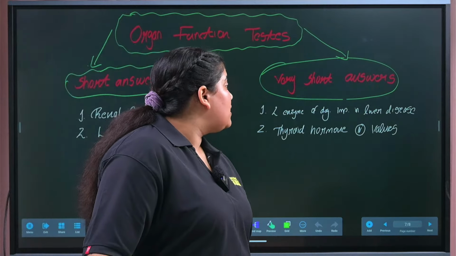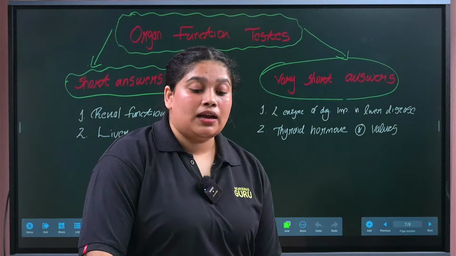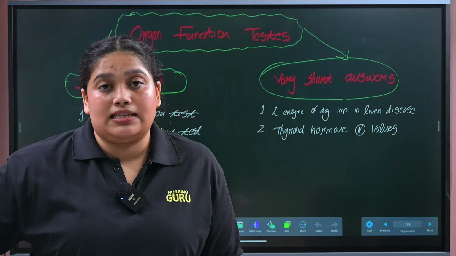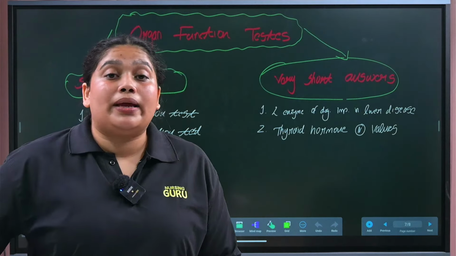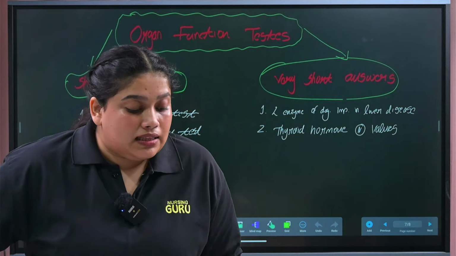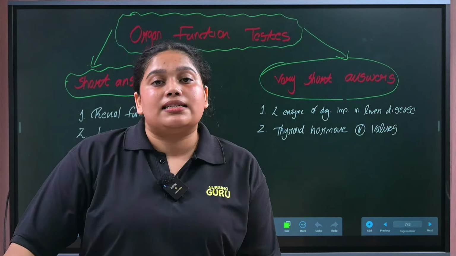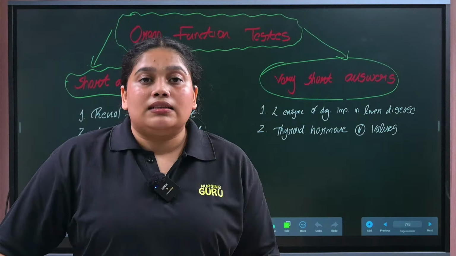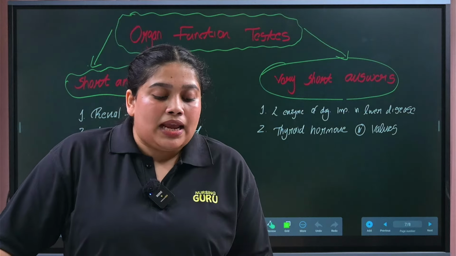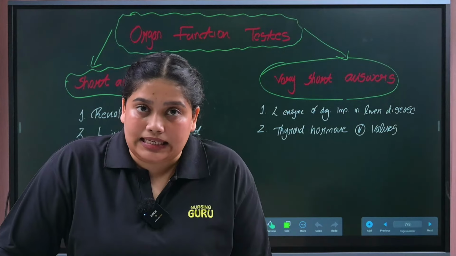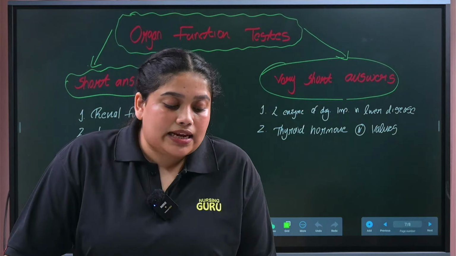The first one is: mention two enzymes of diagnostic importance in liver disease. So you have to mention two names. The two names are alanine transaminase and aspartate transaminase. So you can use these two names for the enzymes of diagnostic importance in liver disease. Clear? Then we'll move on to the second question.